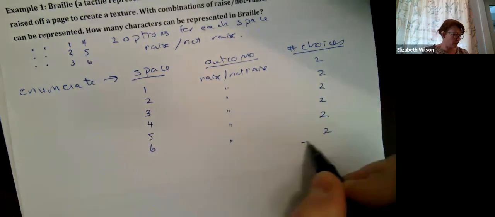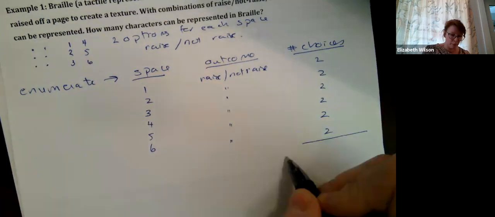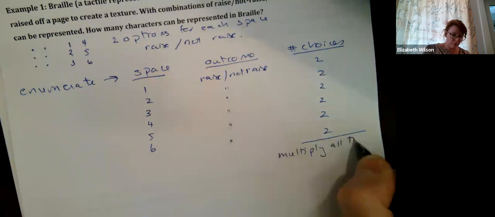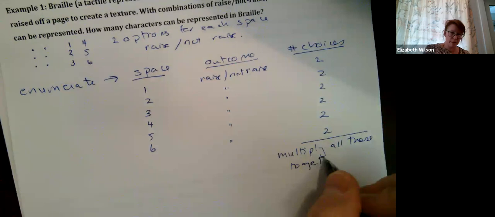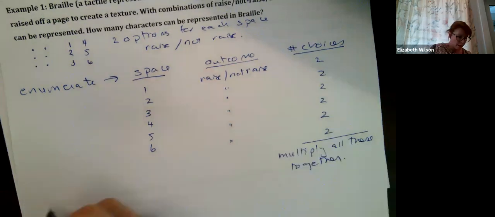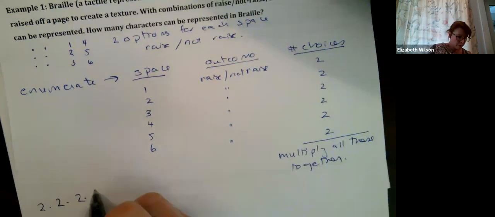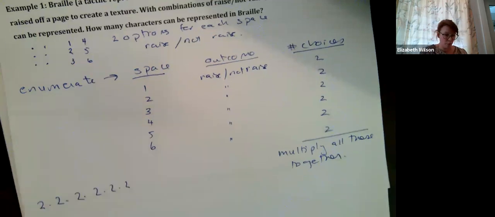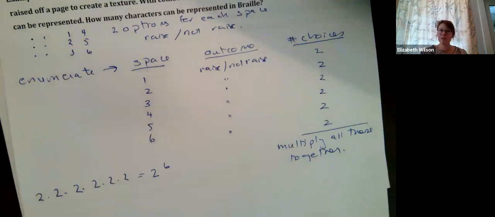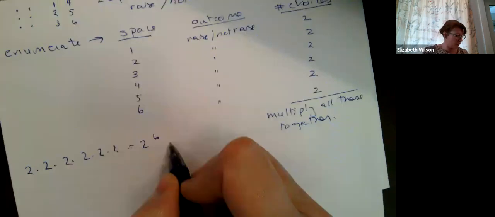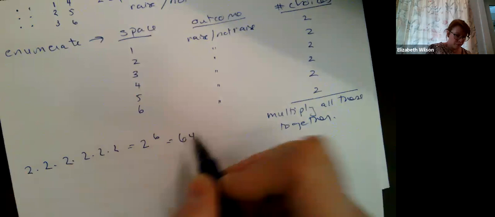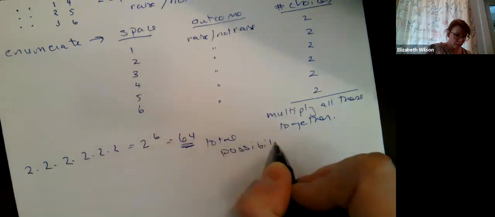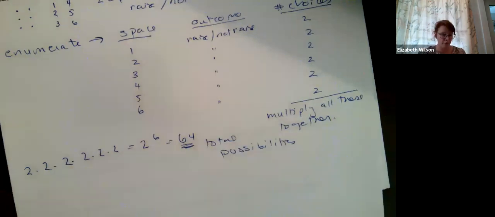Okay, so now I've got all these different possibilities. I'm going to multiply all these together, right? So when I multiply all these together, 1, 2, 3, 4, 5, 6, 1 for each space, I'm going to get 2 to the 6 different possibilities for what I can do, which is 64 total possibilities. So those are total possibilities that I can do.